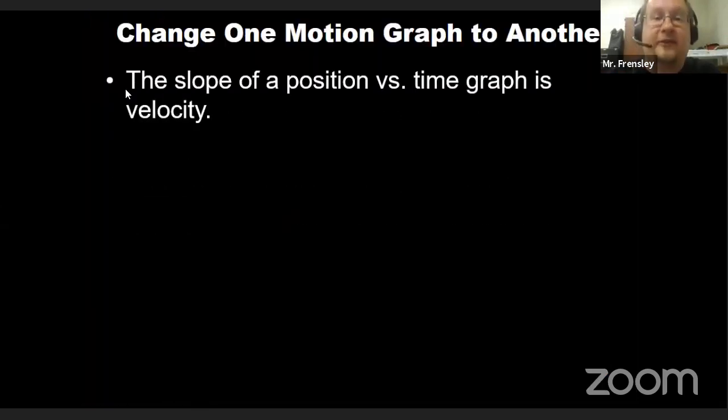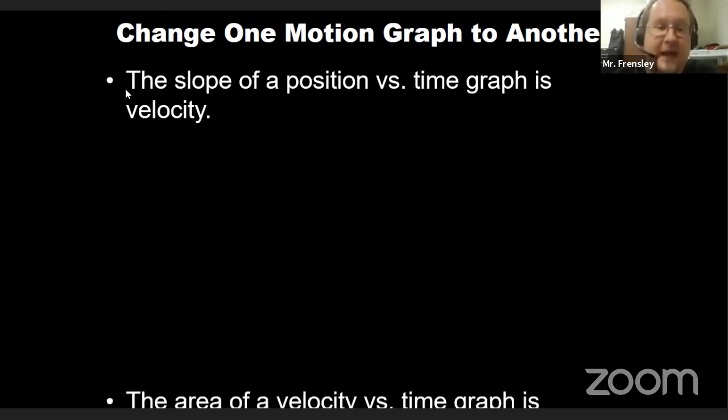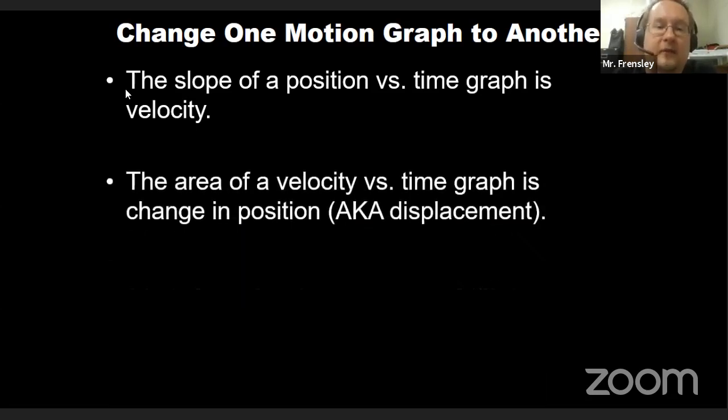Here it comes. The slope of a position versus time graph is velocity. Okay, I hope you know that already. That's the only rule you need to know for a position versus time graph. For a velocity versus time graph, you need to know two rules. So here they come. Let's just say them together. The area of a velocity versus time graph is change in position, which is also known as displacement, right?